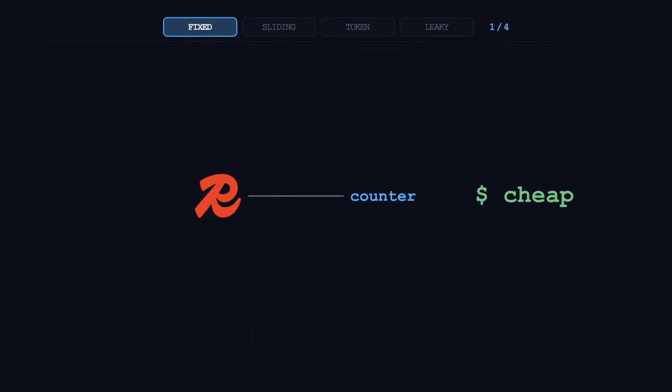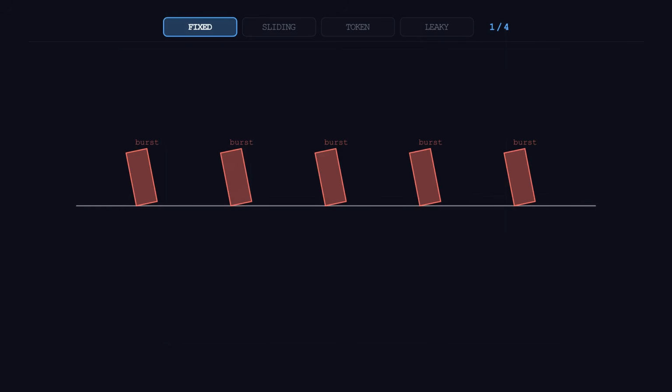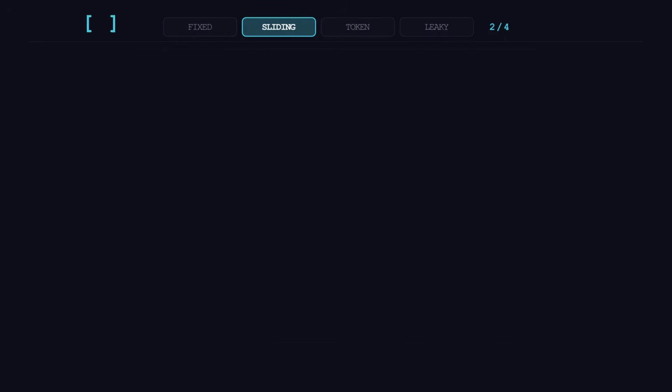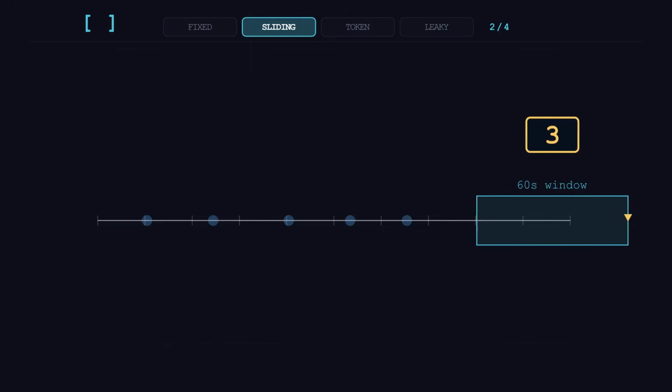Fixed window is still the cheapest thing you can run. It just leaves a door open at every minute boundary. Close that door, and you get the next algorithm. Keep a list. Every request drops a timestamp on a timeline. Draw a window, 60 seconds wide. Count only the timestamps inside. As time moves forward, the window slides. Old timestamps fall off the left edge. No boundary bugs. Exactly right.